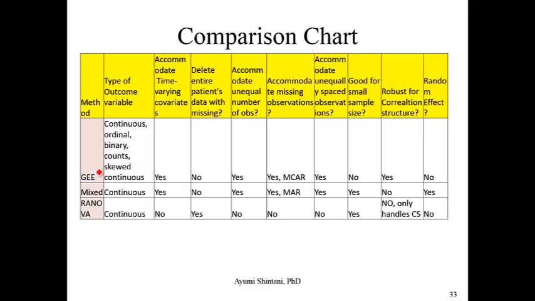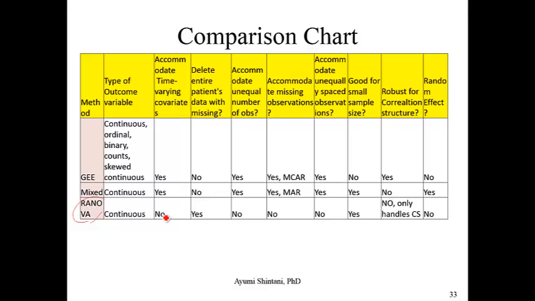So for the methods, I put the GEE, the mixed effect model, and the repeated measures ANOVA. I call it the RANOVA method. So let's see, type of outcome variable. RANOVA and the mixed effect model only use continuous, but for GEE you can use continuous, ordinal, binary, counts, skewed continuous, and non-skewed continuous outcome variables. Okay. And the GEE and mixed effect models utilize longitudinally formatted data, so you can let the value of a covariate change over time.